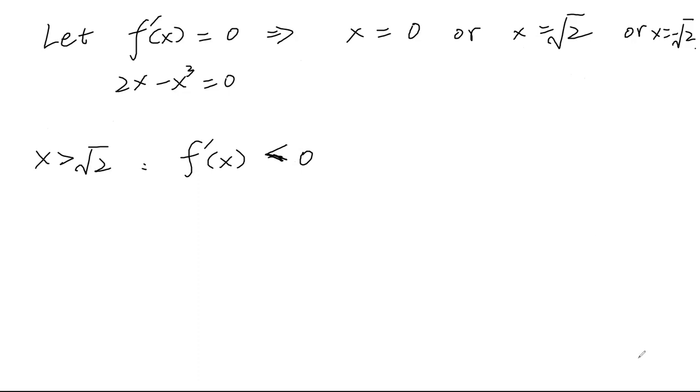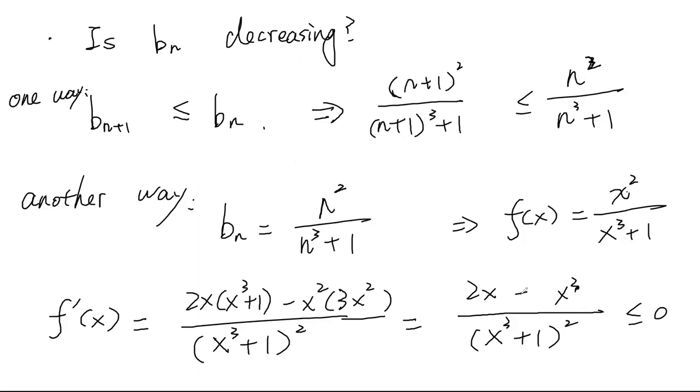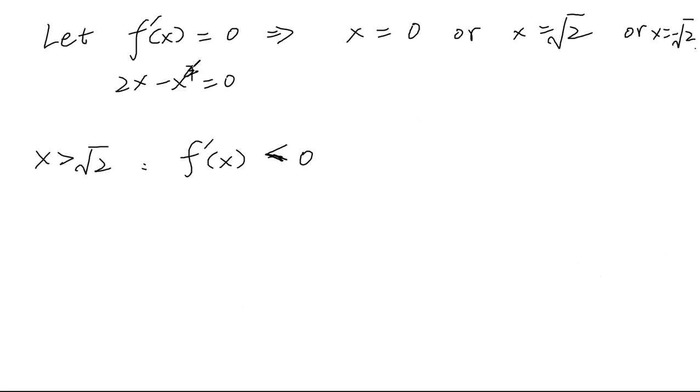Wait a second. Let me make sure this is 2x. No, this is x to the 4. Right. This is x to the 4. I made a lot of small mistakes, so if you ever find one, just let me know. So this is x to the 4, and we need to change this accordingly. It's x to the 4.